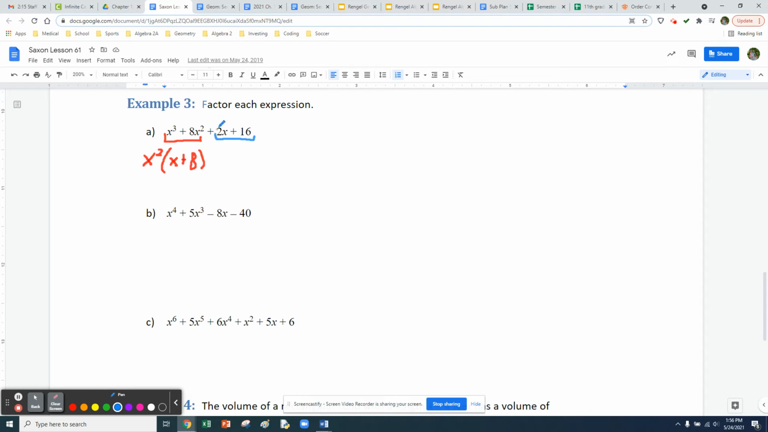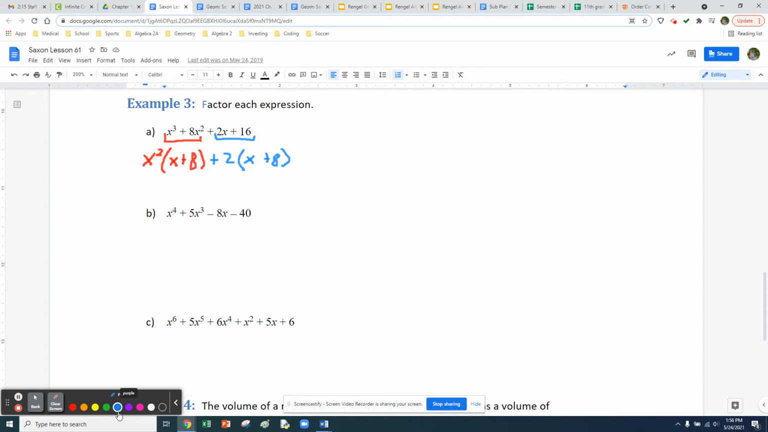Then I look at 2x plus 16. I've got a 2 and a 16. They both have a common factor of 2, so I factor out a 2. Divide 2x by 2, it just becomes x. Divide 16 by 2, it becomes 8. So now I've factored that 2 out, and voila, I've got another x plus 8.